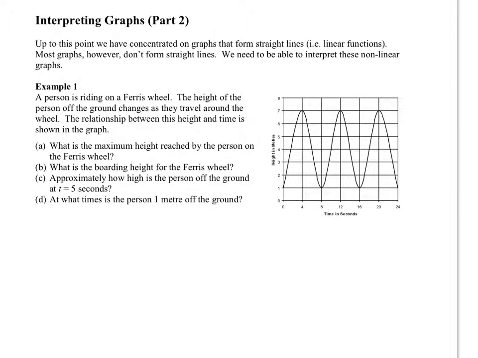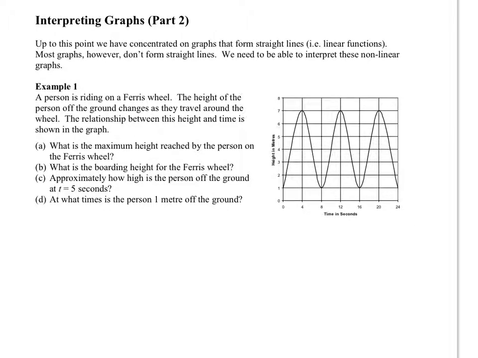Okay? So example 1, a person is riding on a Ferris wheel. The height of the person off the ground changes as they travel around the wheel. The relationship between this height and time is shown on the graph. So vertically, we have one variable as our height in meters. So this shows us as the person is taken up on the Ferris wheel, they come up to the top. And then we all know a Ferris wheel goes round and round. So once they reach the top, then their height starts coming down again. And then along the bottom is our time in seconds.